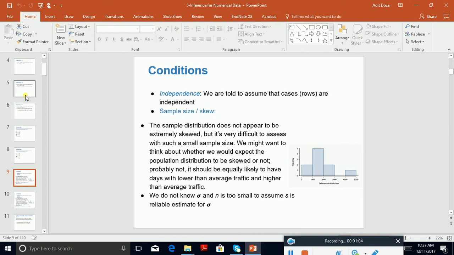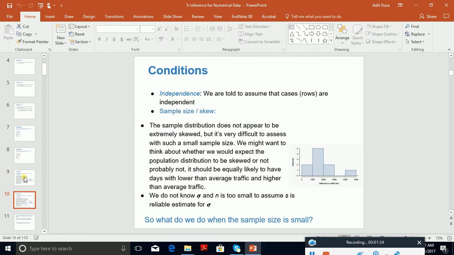The conditions for setting up the hypothesis: they have to be independent, right? And there should not be too much skewness, right? And there's a problem with small number of observations, right? So if n is small, then we won't get a reliable estimate. So that's from chapter 5.